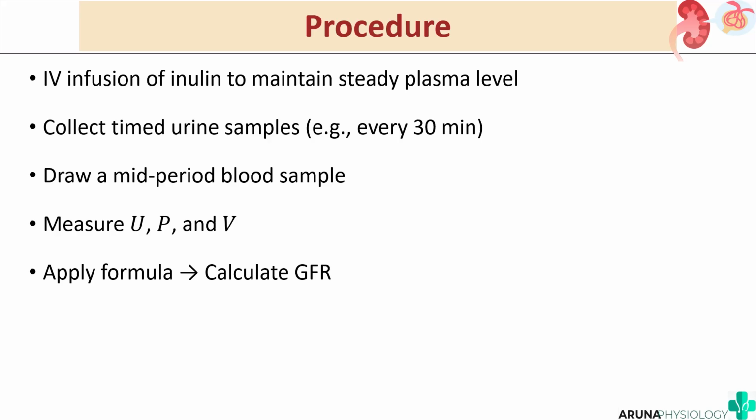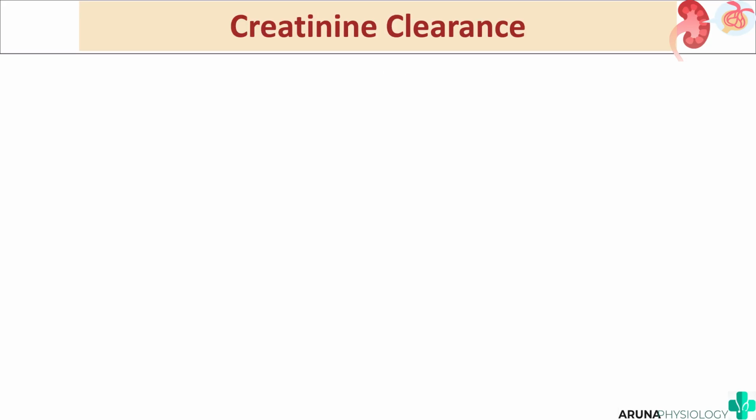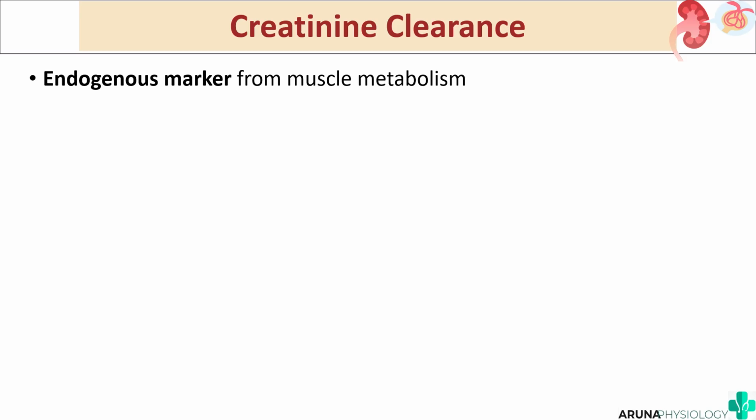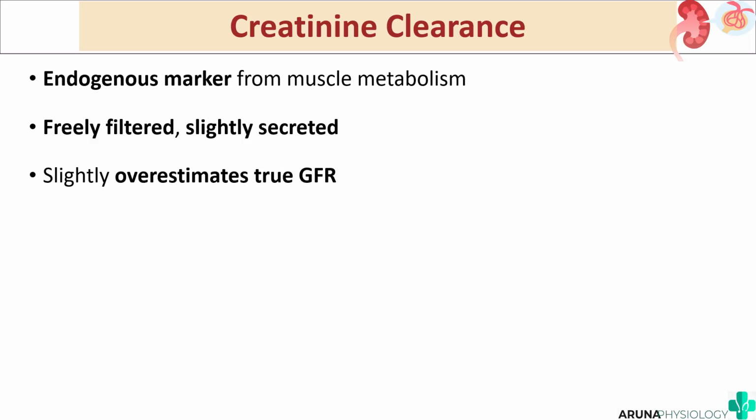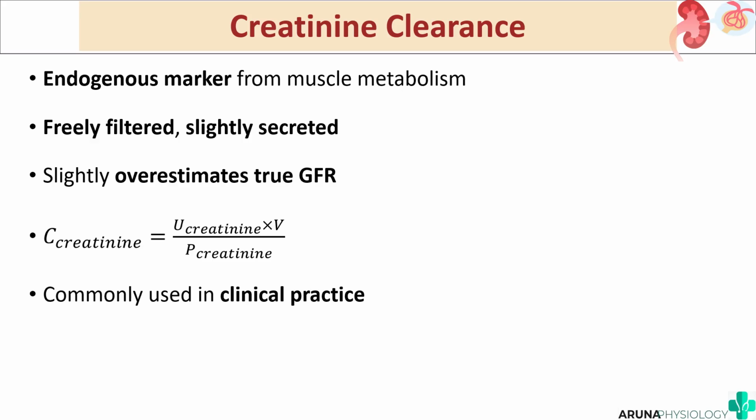That is why in clinical practice they opted for creatinine clearance, because creatinine is an endogenous marker. It is produced inside the body itself, and this also is freely filtered, even though it is slightly secreted, which we can omit. It gives a rough value. It might overestimate the true GFR, but it is easier to calculate GFR using creatinine clearance. The formula is the same: the urine concentration of creatinine times urine flow rate divided by the plasma concentration of creatinine. Because this is less cumbersome, it is commonly used in clinical practice.